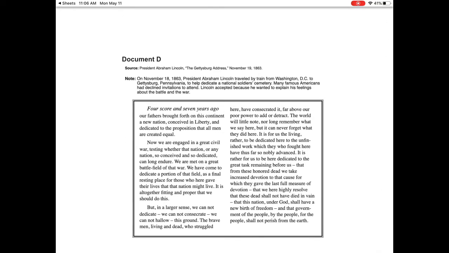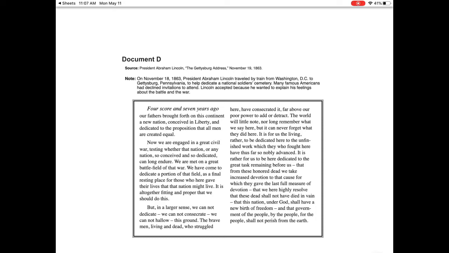In your own words, what is it Lincoln asked the crowd to resolve or to pledge? So we have to read this section down here. What is he asking people to cause? He says, it is rather for us to be here dedicated to this task remaining before us. So there's a task that they have to still do. That from these honored dead we take increased devotion to the cause for which they gave the last full measure of devotion. Right? Dying is the last full measure of devotion.